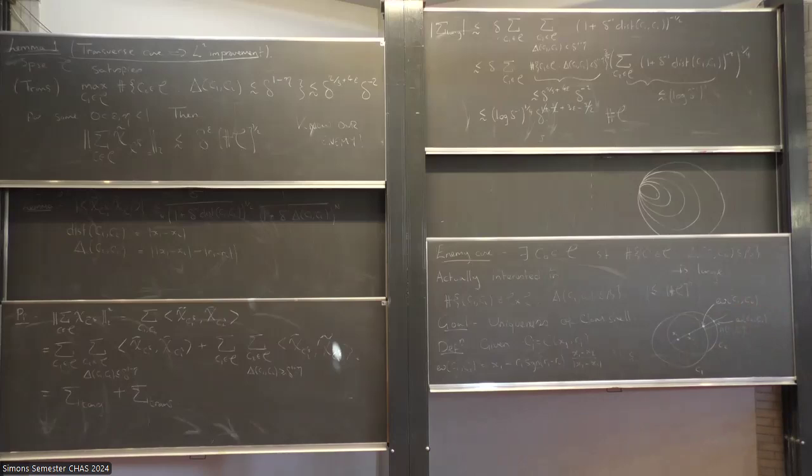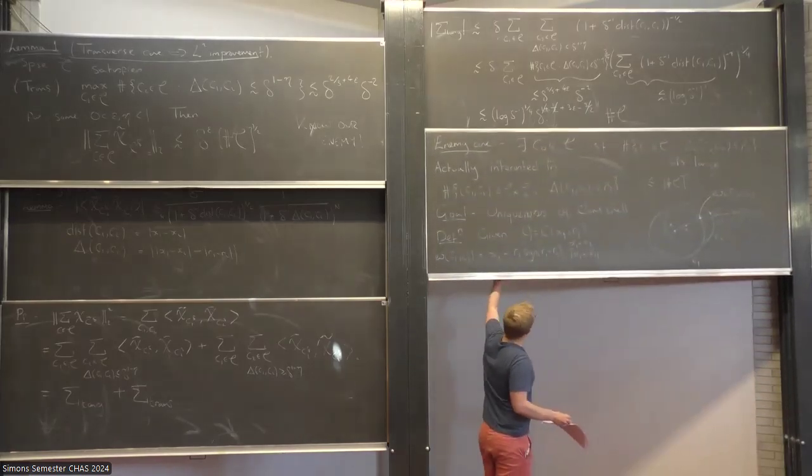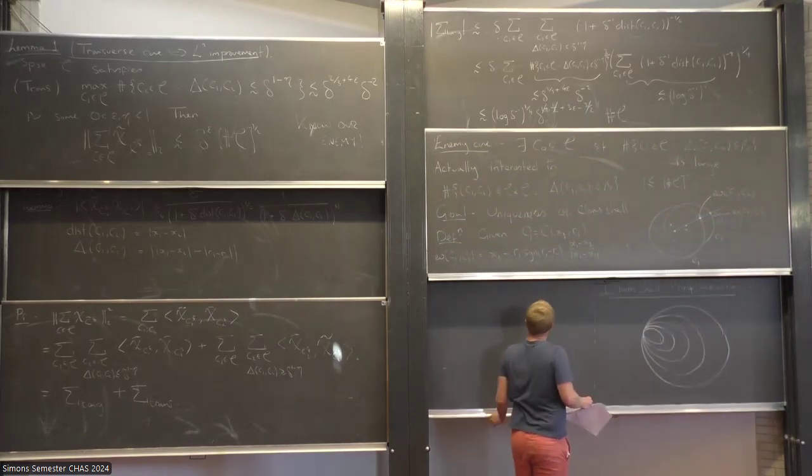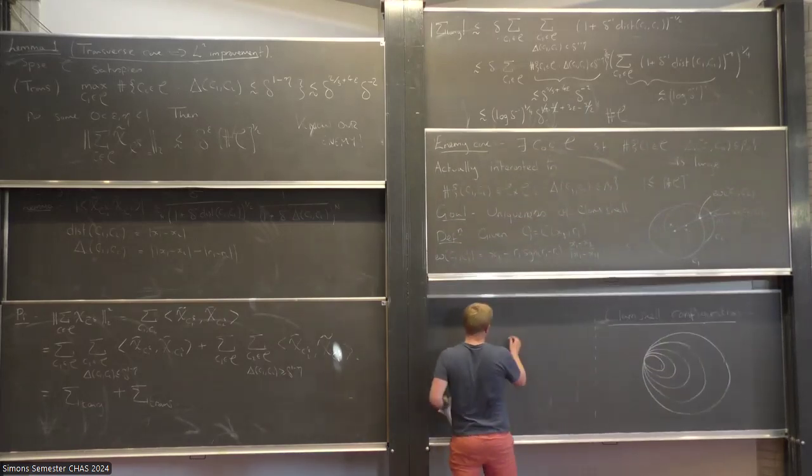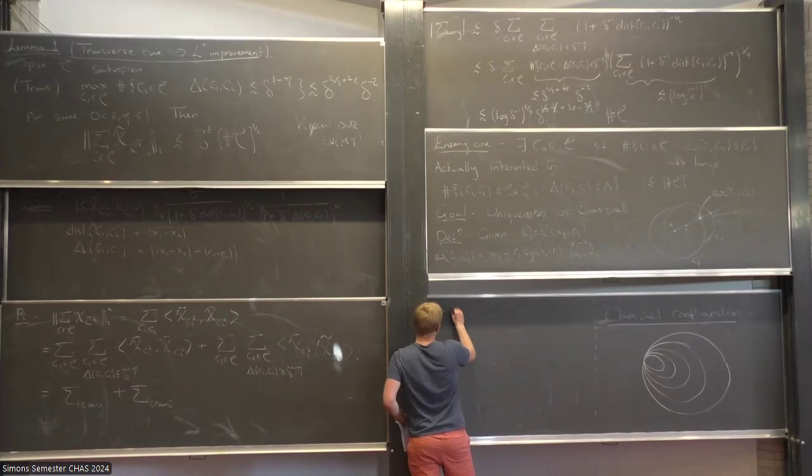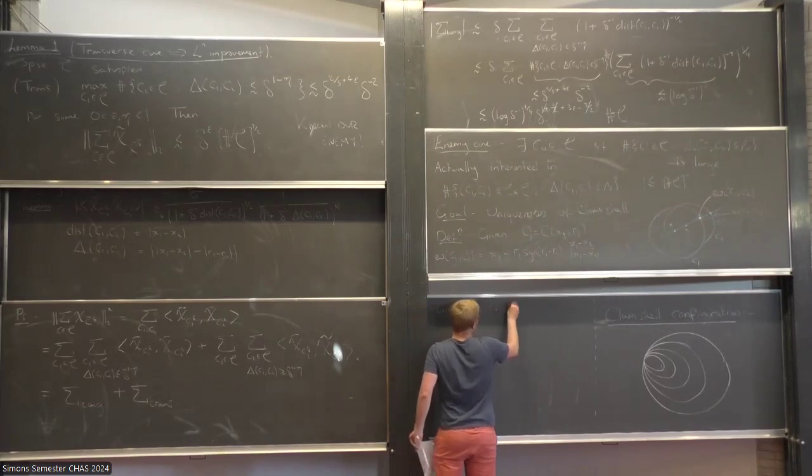Okay, so that's one definition. And there's another definition that involves three circles. So now we're going to consider three circles, C, C1 and C2.